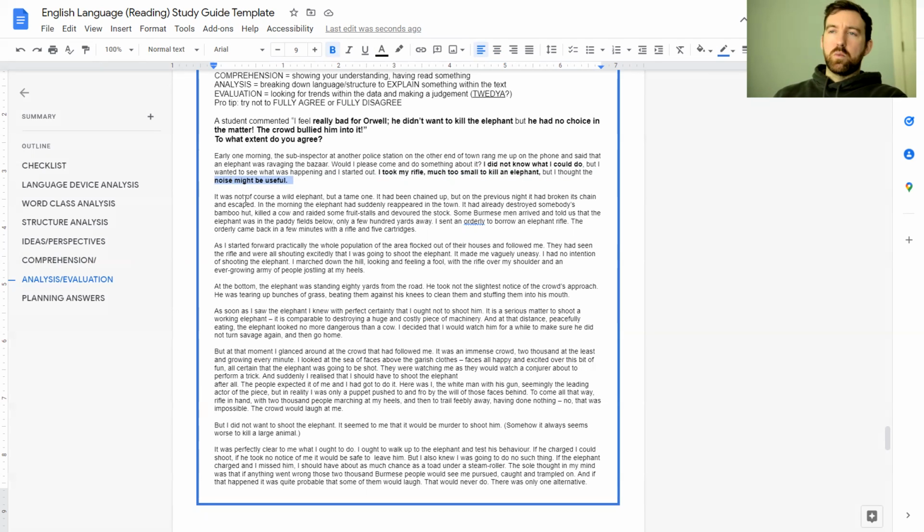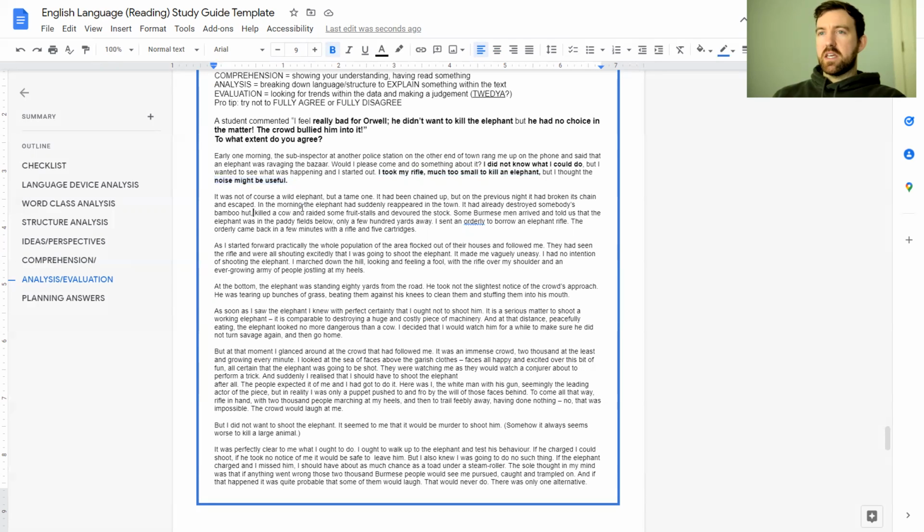It was not, of course, a wild elephant, but a tame one. It had been chained up, but on the previous night, it had broken its chain and escaped. In the morning, the elephant had suddenly reappeared in the town. It had already destroyed somebody's bamboo hut, killed a cow and raided some fruit stalls and devoured the stock.